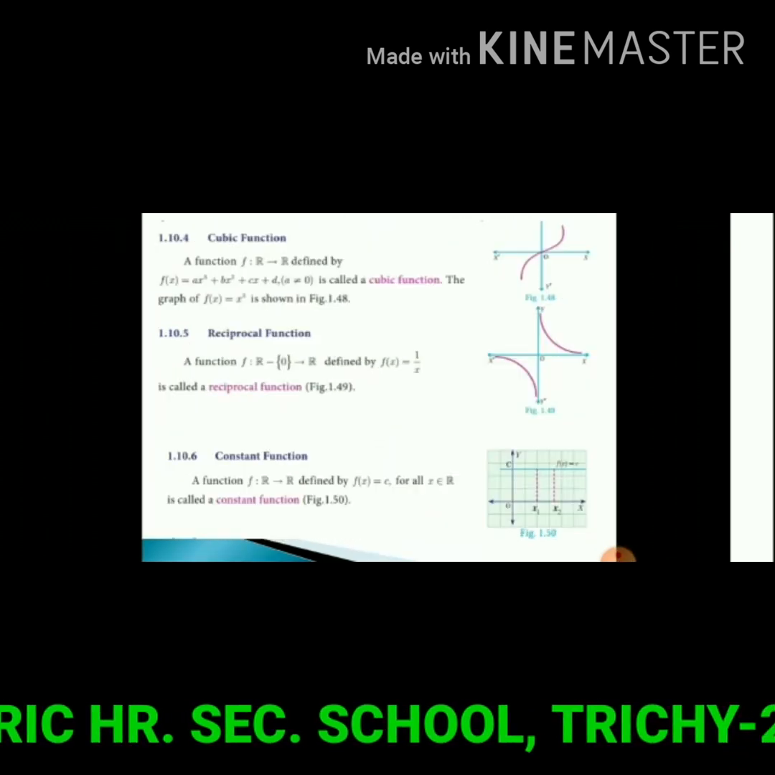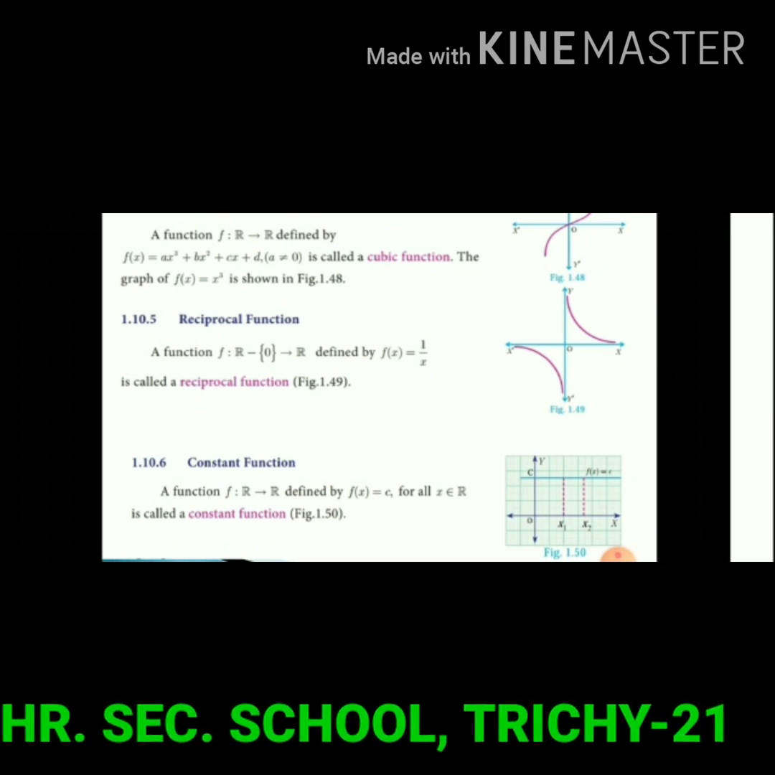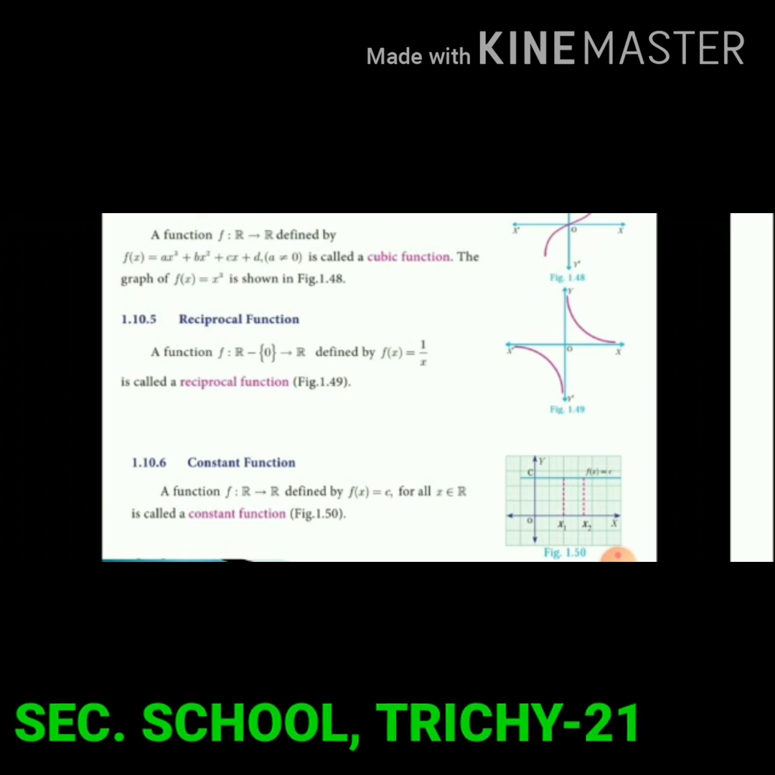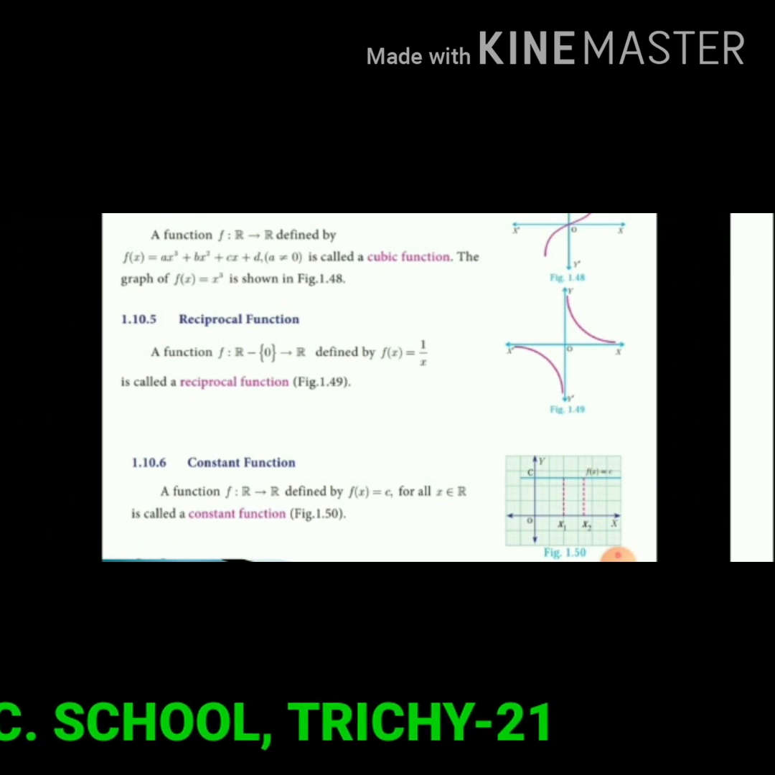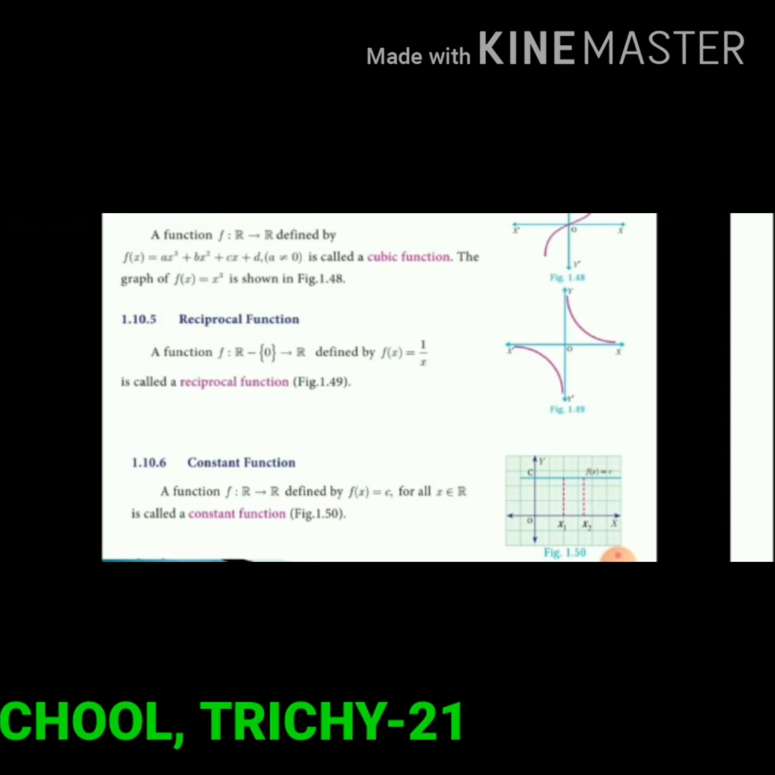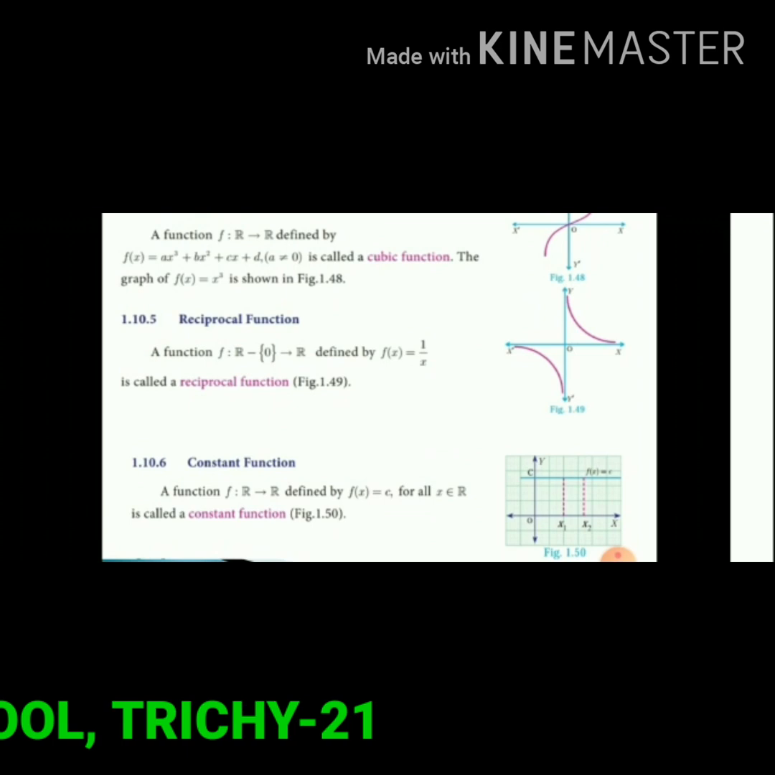Next one, cubic function. A function f from R to R defined by f of x is equal to ax cube plus bx square plus cx plus d is called a cubic function. So the graph of f of x is equal to x cube is shown here. This form of function is called the cubic function. The next one, reciprocal function. A function f of x is equal to 1 by x is called a reciprocal function.